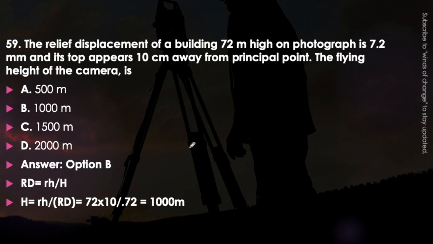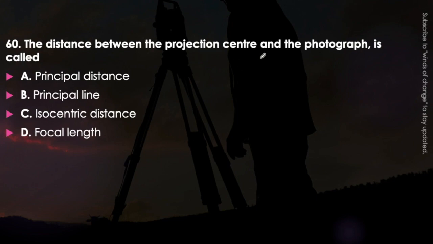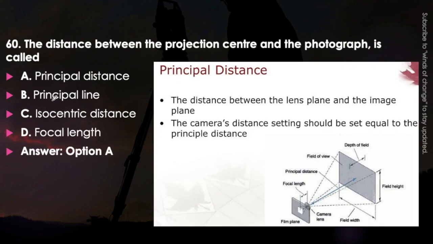Okay, next question. The distance between the projection center and the photograph is called principal distance, principal line, isocentric distance or focal length. Just think about it. The distance between the projection center and the photograph, it will be called as option A, that is principal distance. We have already discussed it. It is an easy question to answer. It is the distance between the lens plane and the image plane, okay, that is between the projection center and the photograph. So option A will be the correct answer.